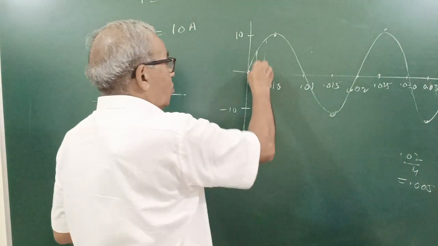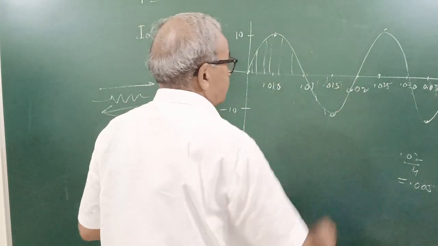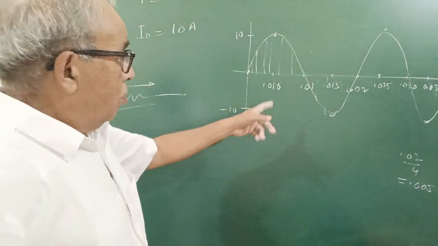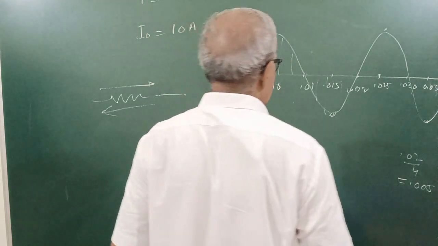It is telling you the value of current at different times, direction also. Up to 0.01 second, it flows 0.015 second.